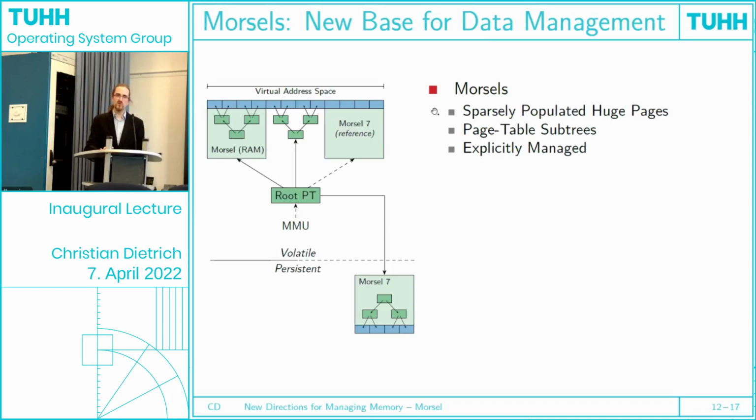And what we want to do is we want this morsel to be explicitly managed, like we have seen in the XMAP example. And now you have morsels that can either reside in RAM, where not only the user data up here, the blue boxes, are in DRAM, but also the metadata, the page table configuration. On the other hand, we can also have persistent morsels that are now living in our NVRAM. And there, not only the user data is in persistent storage, but also the page table pages.